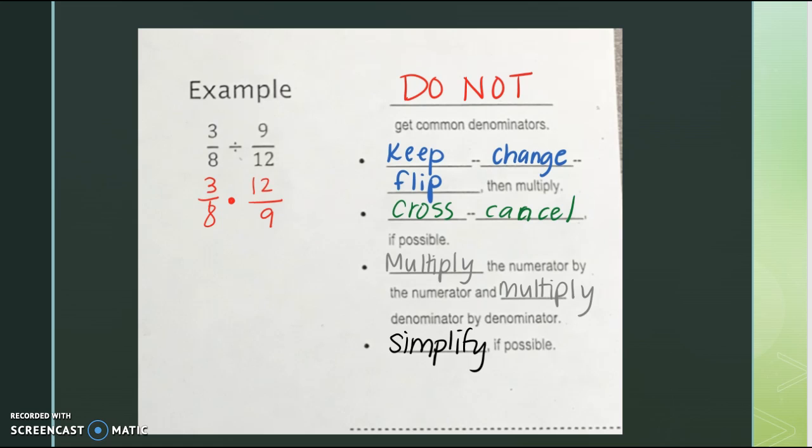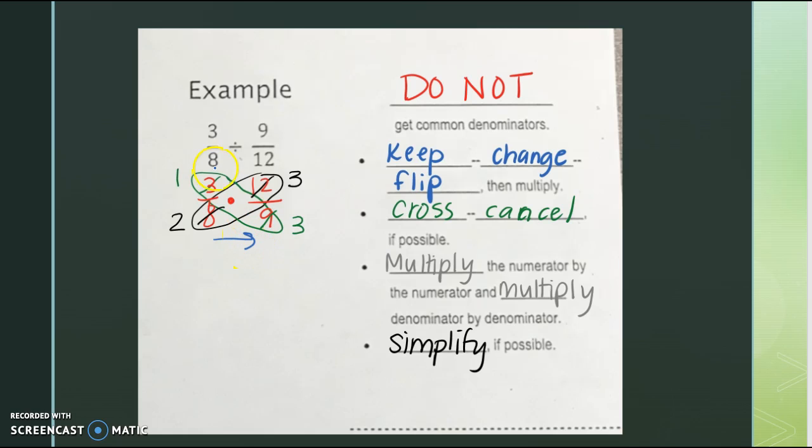Once we've done our keep, change, flip, we look to see if we can cross cancel. So our 12 and our 8, they have a common factor of 4. So 8 divided by 4 gives me 2. 12 divided by 4 gives me 3. I'm going to look at my other set of diagonals, 3 and 9. They also have a common factor. This time it is 3. So 3 divided by 3 is 1. 9 divided by 3 is 3.